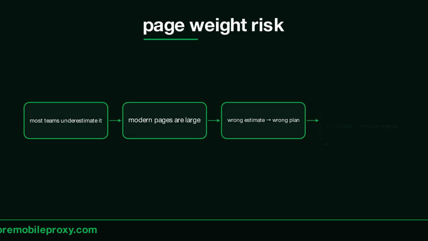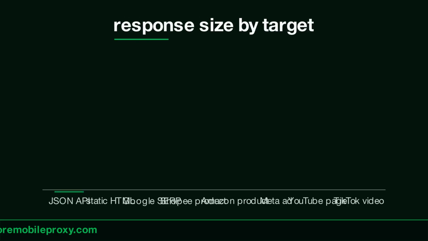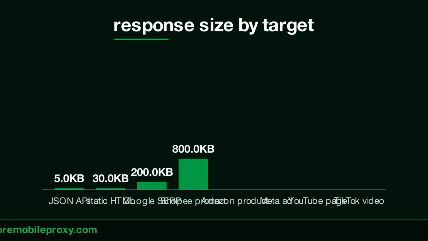A team that says we scrape Shopee without specifying RPS often jumps from a 1 RPS estimate to 20 RPS reality and busts their bandwidth plan in week 2.